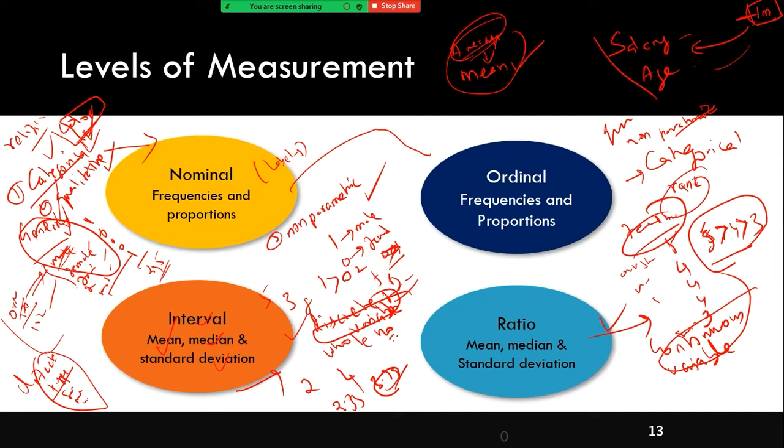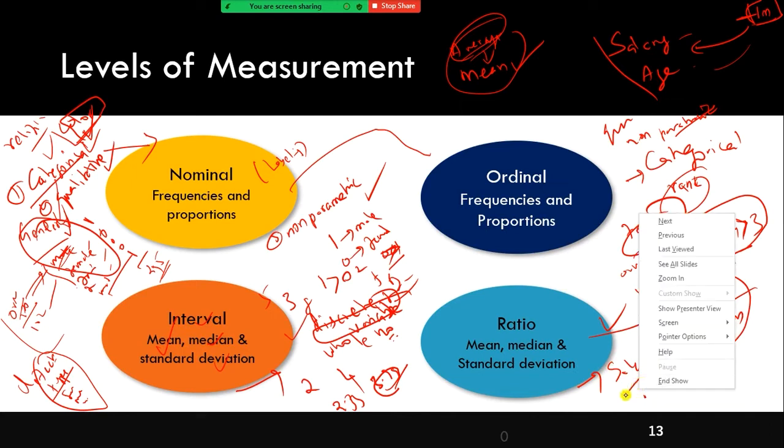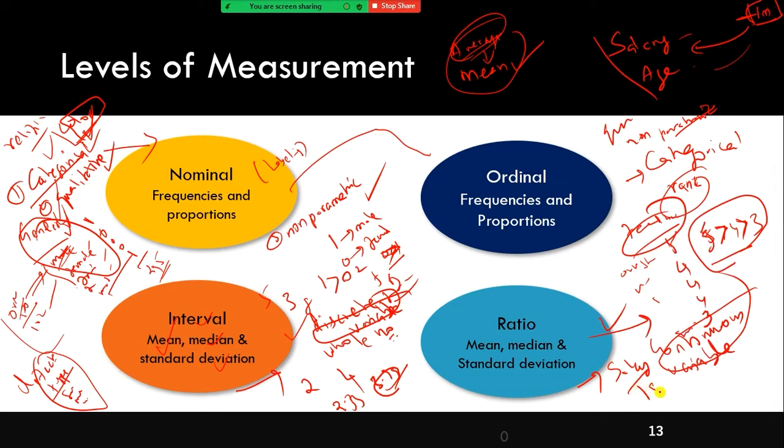In the case of ratio also, we can do some kind of categorization, you can do ranking, and we can perform arithmetic operations like mean, median, standard deviation. What is the example for ratio? Salary. Your salary need not be a whole number, right? Let's say your take-home is 1,82,023.32 after deducting the LOP. This is your salary. It need not be a whole number.